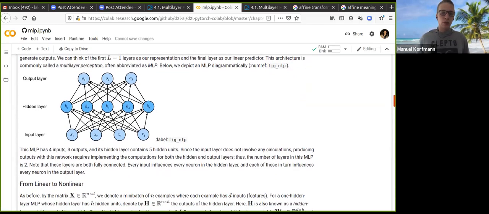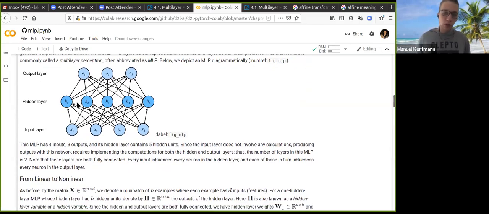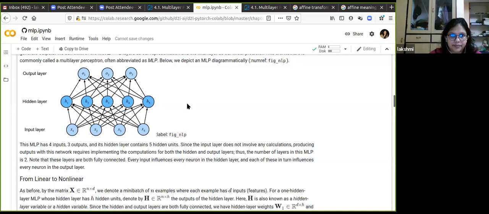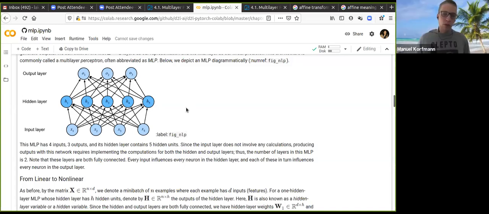Okay, so there's an output layer, there's an input layer, there's a hidden layer. All are connected. And they use the letter O for the output layer nodes, H for the hidden layer, and X for the input layer. Okay, and it's a dense layer or a fully connected layer.